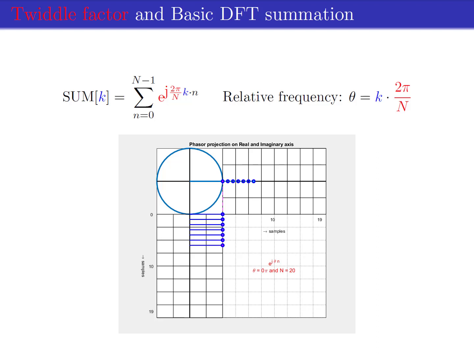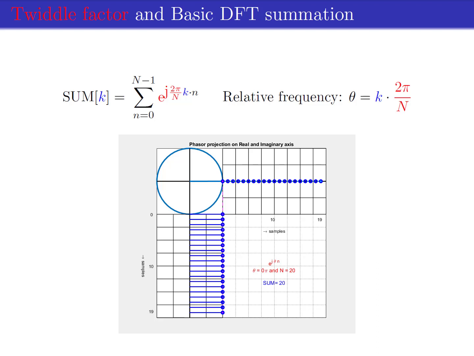Here we use a phasor with relative frequency theta is 0 times 2 pi over N is 0. Now the discrete time phasor, which writes as e to the power j 0n, maps for any time index n to the same value 1. Thus it maps to 1 on the real axis and 0 on the imaginary axis. And from this it follows that the summation adds up to N, which equals 20 in this case.